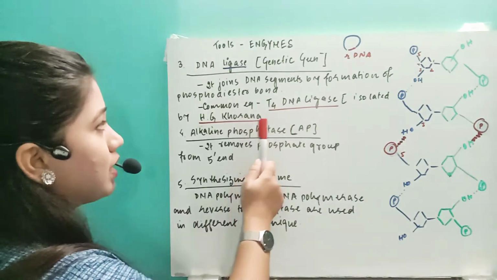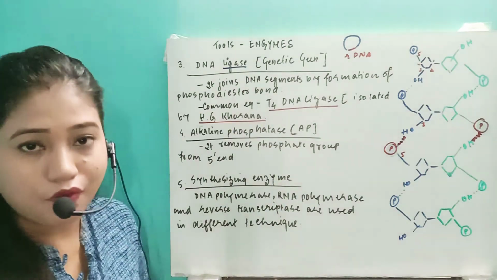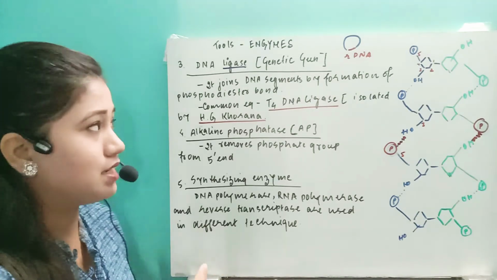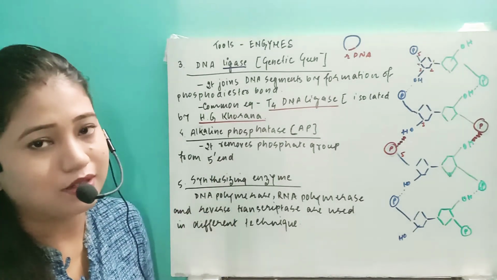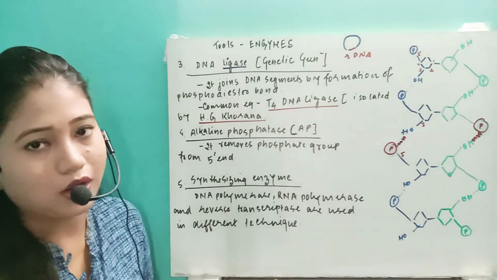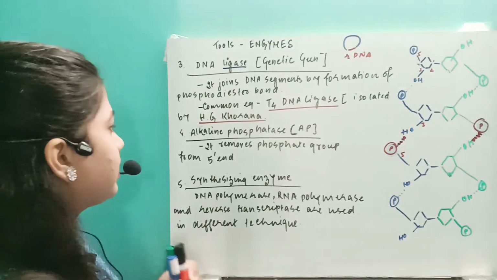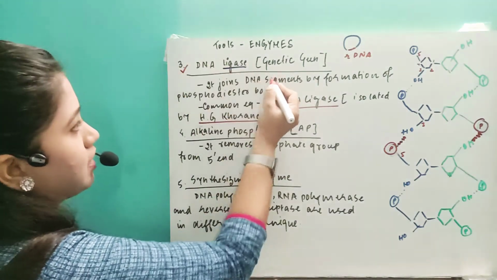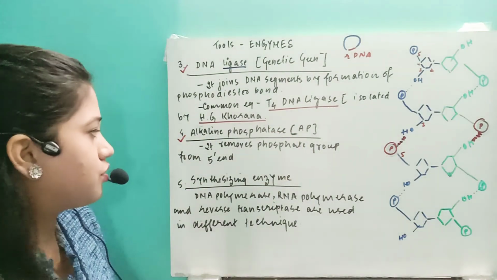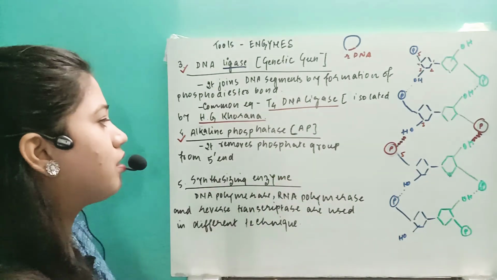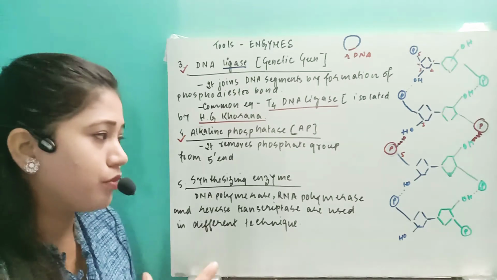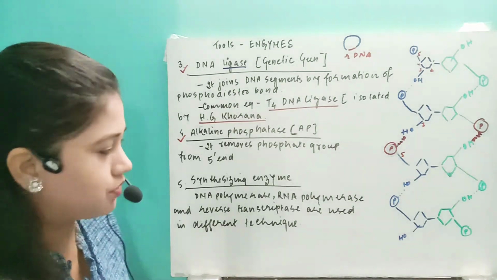Now this common example of DNA ligase, that is the T4 DNA ligase, is also that one enzyme, the DNA ligase enzyme, extracted by the same scientist, that is Hargobind Khurana. Remember that. And the second enzyme, already I have told, this DNA ligase will add the phosphate and alkaline phosphatase will remove the phosphate. So it removes the phosphate group from the 5' end, and that's why we are able to get the two complete separate DNA strands. Okay.